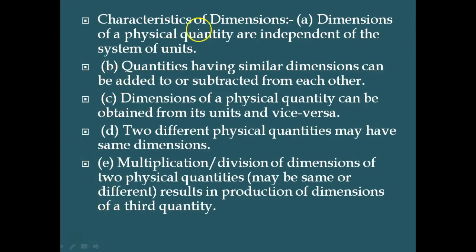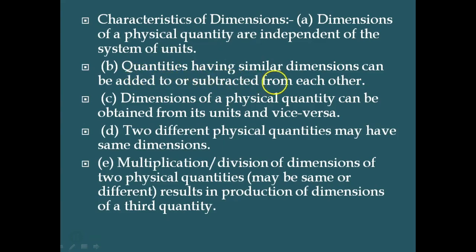Now let us study the characteristics of dimensions. The first characteristic is dimensions of a physical quantity are independent of the system of units. These dimensions do not depend on the system of units, or we can say SI system. That is the first characteristic.